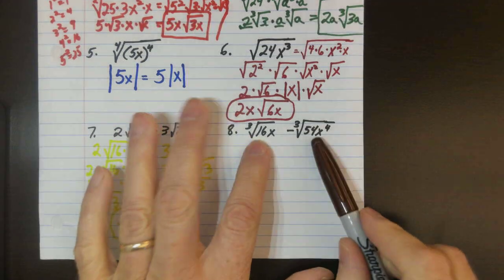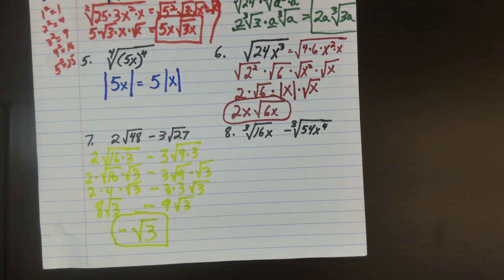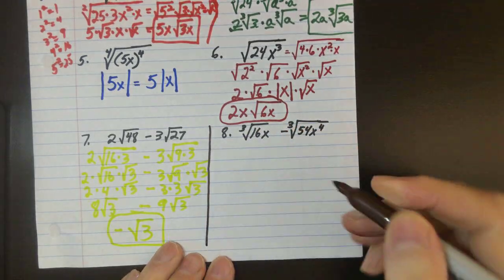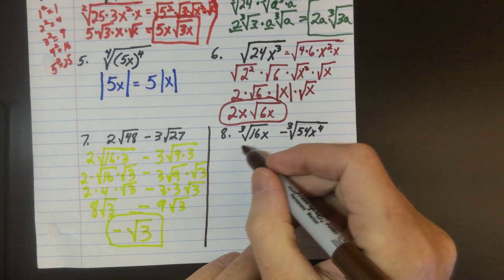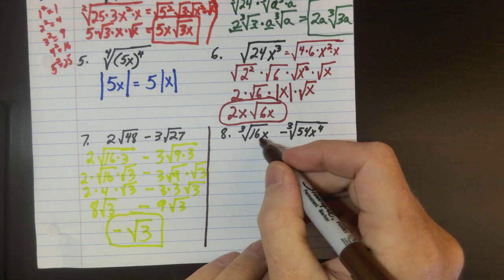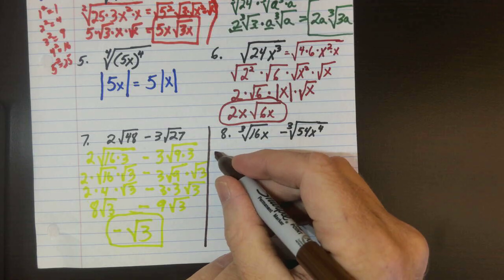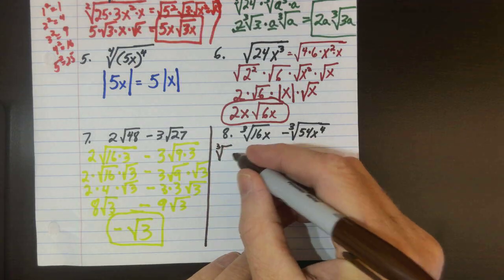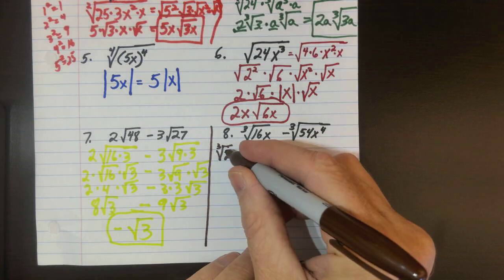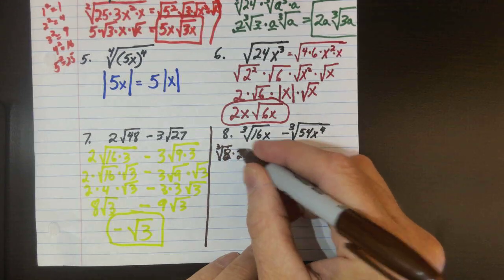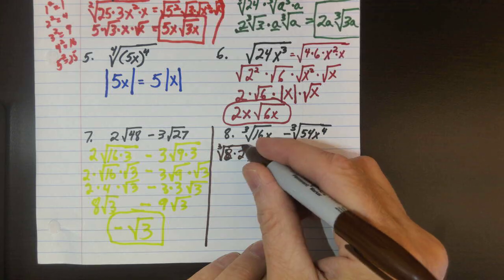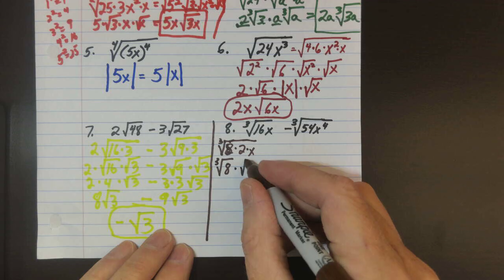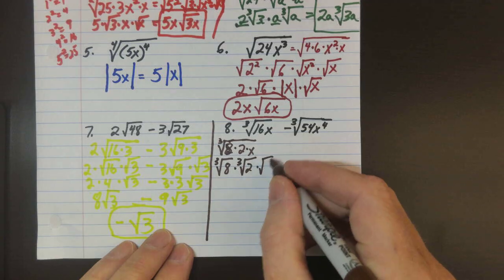And then I kind of want to do the same thing here. The cube root of 16 cubed. So 2 to the third power is 8. So I'm going to change this to the cube root of 2. Let me do 8 first. 8 times 2 times x. Cube root of 8 times the cube root of 2 times cube root of x.